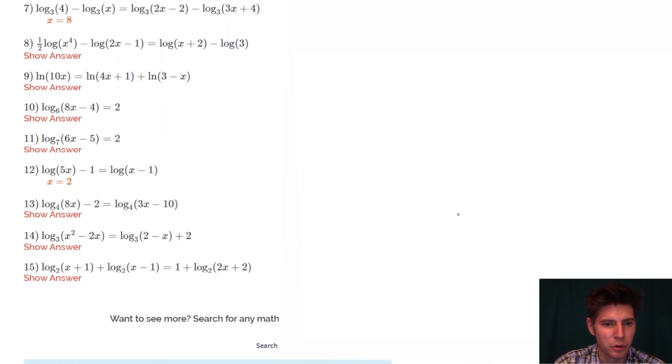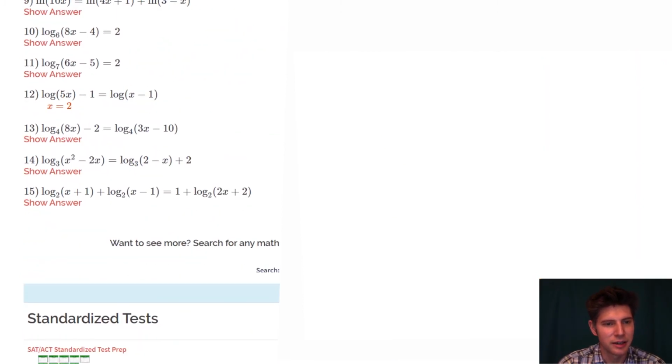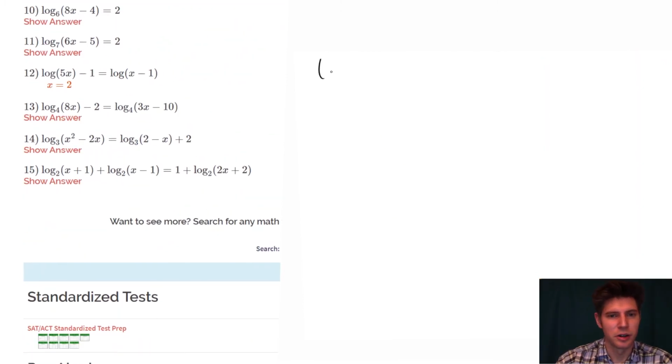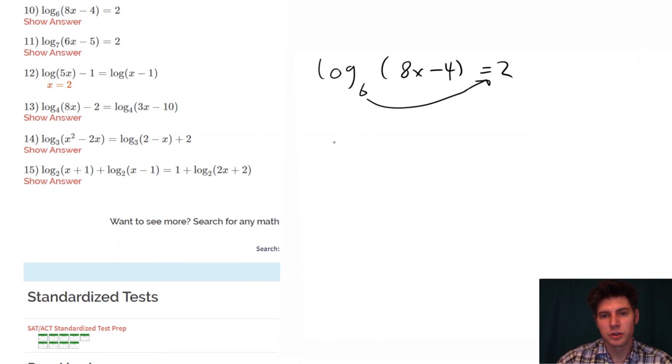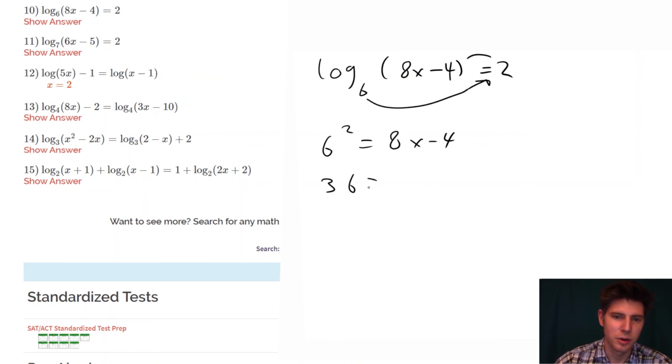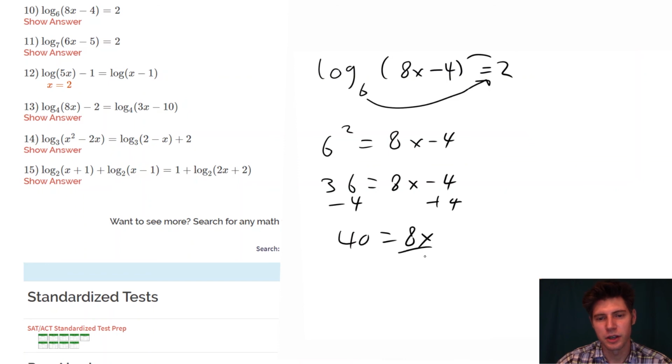Let's do one more. Let's do number 10. So number 10 is just like the ones that we started with. It's going to be a log on one side with just a number on the other. So this should be a nice, easy one to finish with. So we're just going to do that thing again. 6 squared equals 8x minus 4. 6 squared is 36. Add 4 to both sides because we're just trying to solve for x. We get 40 equals 8x. Divide by 8, and we get x equals 5.